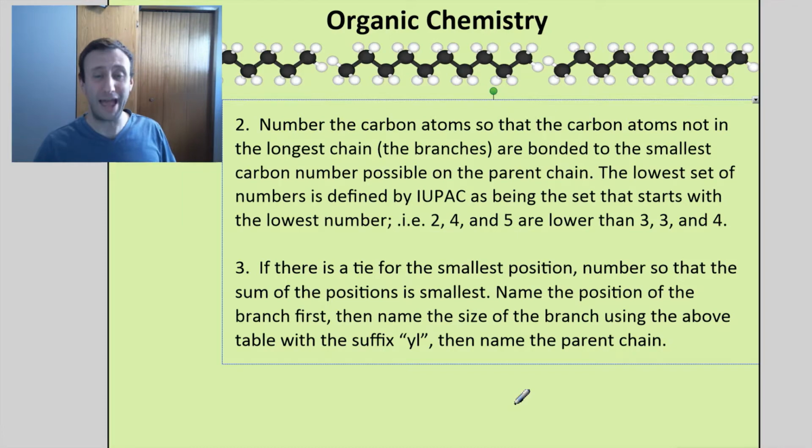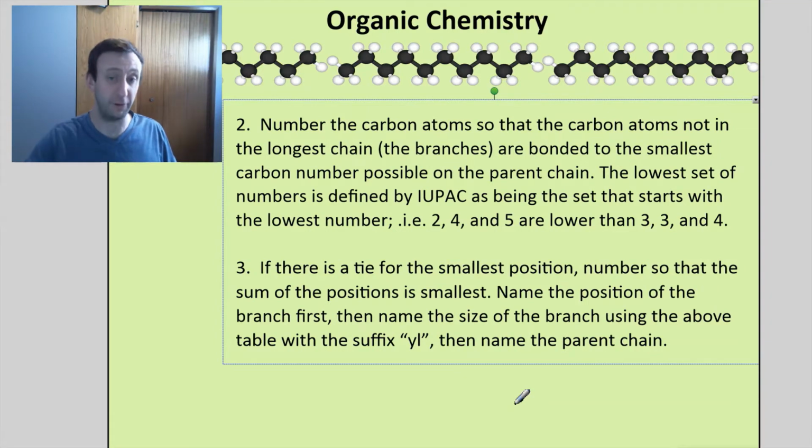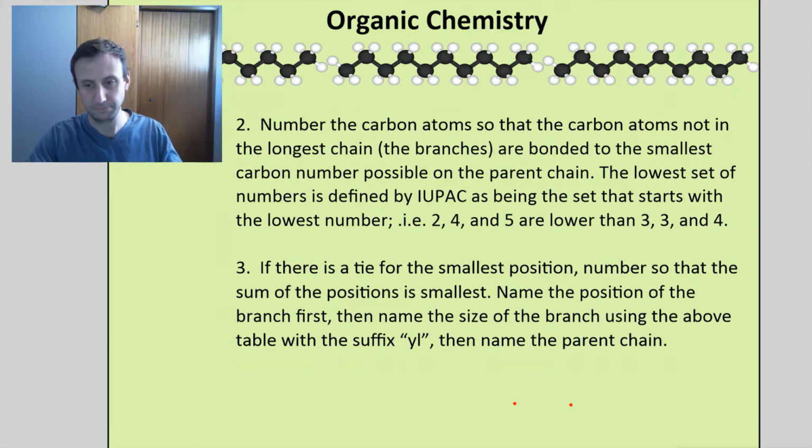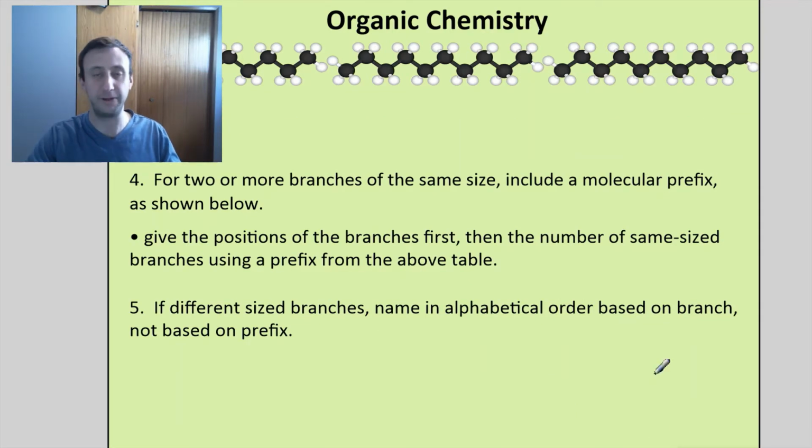If you still have a tie, then you go with the numbering that reaches the alphabetically first branch first. And again, you're going to see this in examples, but most examples are going to come down to just figuring out which numbering direction. There are only two directions, right? You have two ends to your parent chain, so left to right or right to left. Which one reaches the branch first?